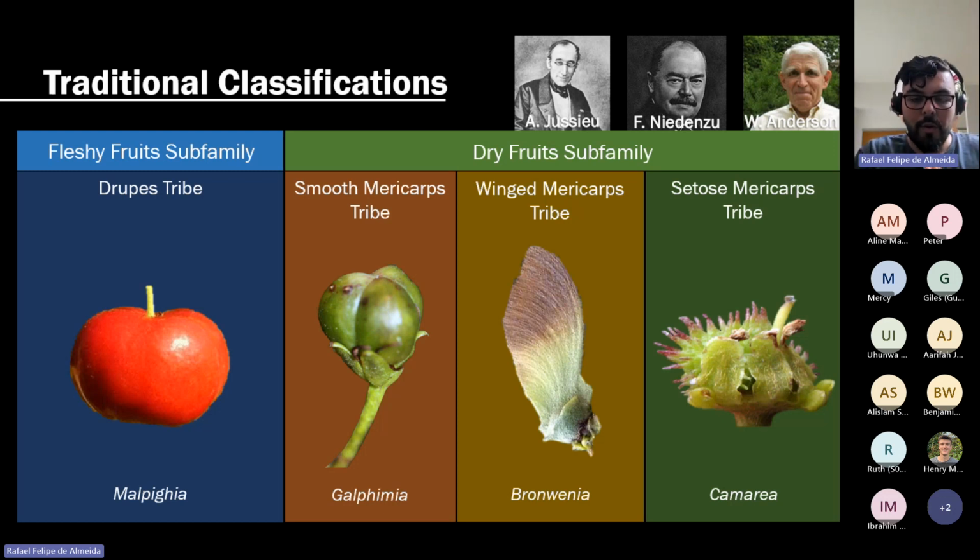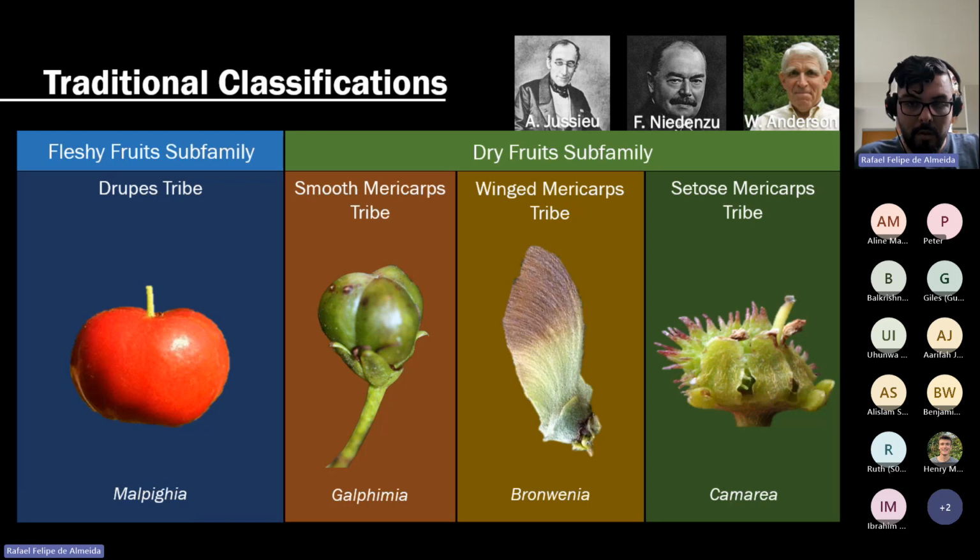So when we used to work with taxonomy only based on morphological characters in the past, we had this division of the family in two subfamilies, one subfamily with fleshy fruits and the other one with dry fruits. And we had a subdivision of the subfamilies in tribes, also by the type of fruits. So if you have drupes, it's a tribe. If the schizocarps with smooth mericarps, they belong to another tribe. Winged mericarps, another tribe. And a specific tribe of specimens with mericarps having setae or bristles instead of wings or being smooth.